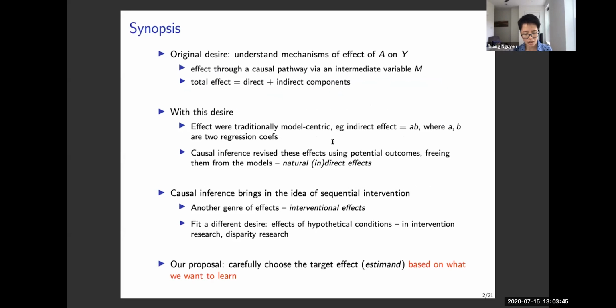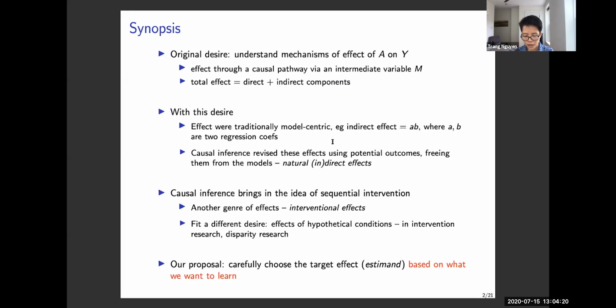Okay, so mediation analysis has been with us a long time. The original desire is to understand the mechanisms of the effect of an exposure A on an outcome Y. Often the interest is in a part of this effect that is through an intermediate variable M, which we call a mediator, and this effect is called an indirect effect. The idea is that the total causal effect is the combination of direct and indirect effect components.